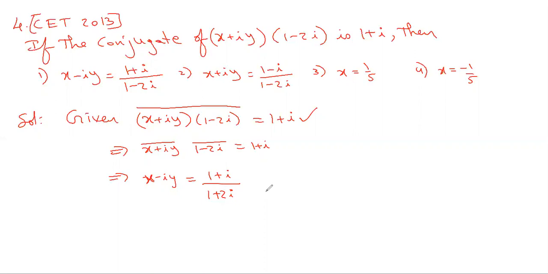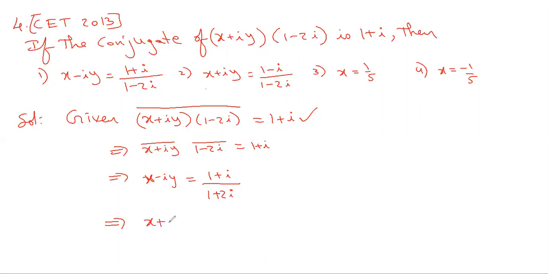Now I need to compare this with the other options. Because the second option is in that form, instead of simplifying like this, I'll take the conjugate on both sides from here. To verify the second option, instead of finding the x value and y value, I take conjugate on both sides.